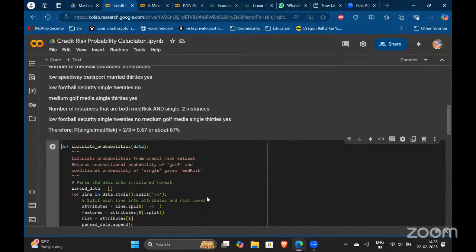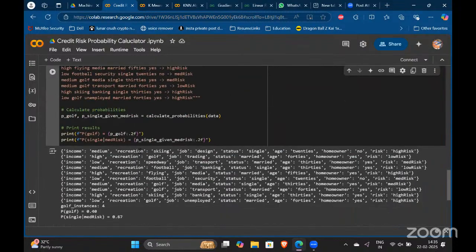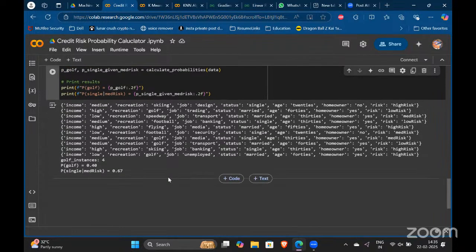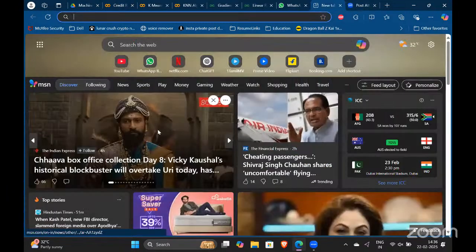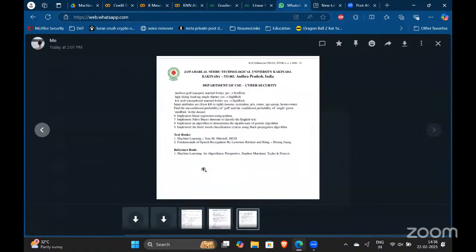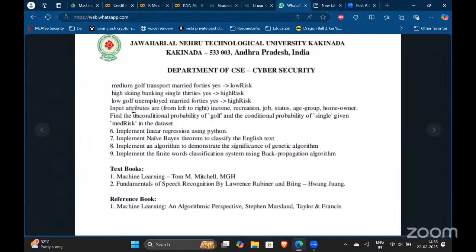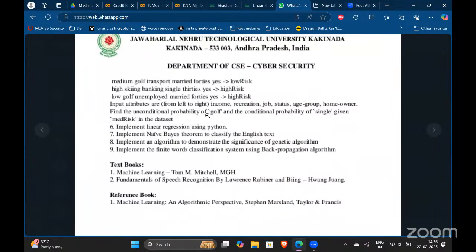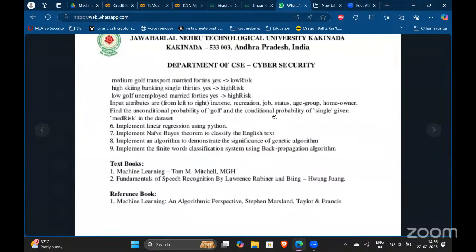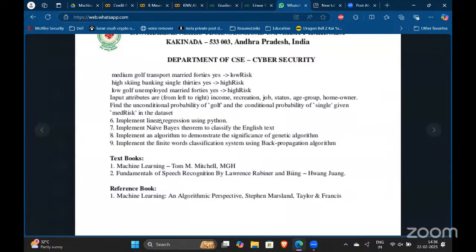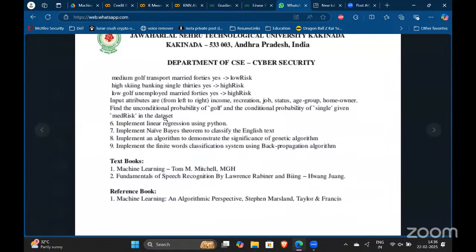So here we need to calculate what is the probability of a person who is playing golf, is single and mid risk. Okay. So in this question, it was given: find the unconditional probability of golf and conditional probability of single given mid risk in the data set. So now can anyone explain what sort of algorithm we need to apply in this?